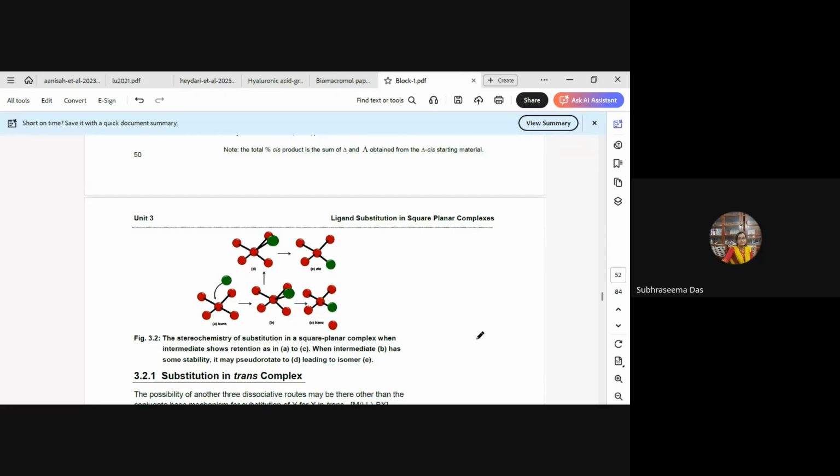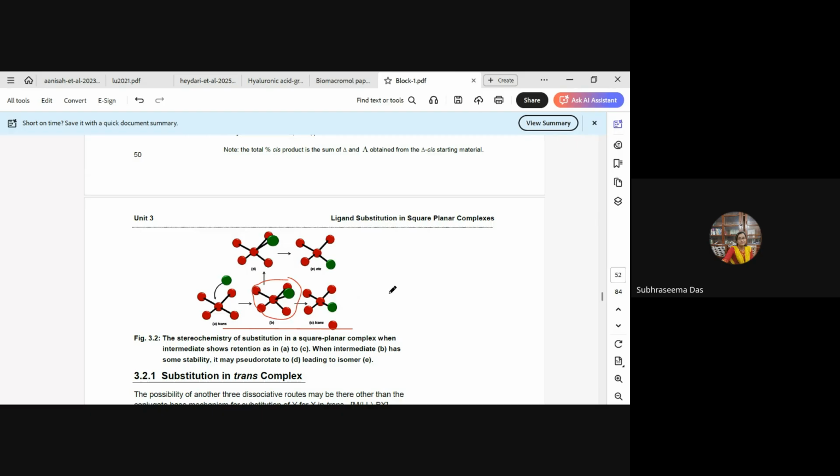Here in figure 3.2, you can see the stereochemistry of substitution in a square planar complex when the intermediate shows retention from A to C. In this case, the product retains its configuration. When we start with reactant A, the intermediate formed is B, and in case C, you see the trans configuration is retained.